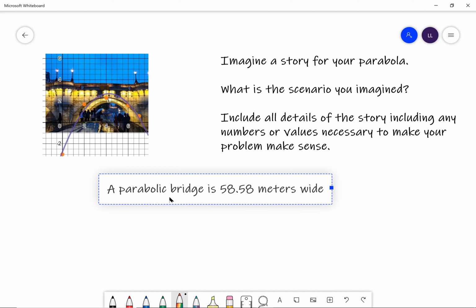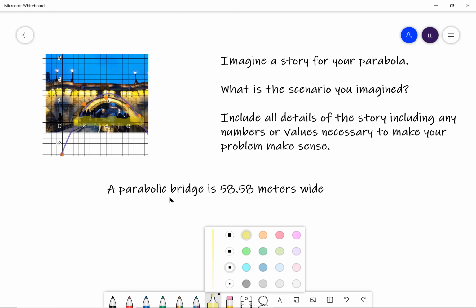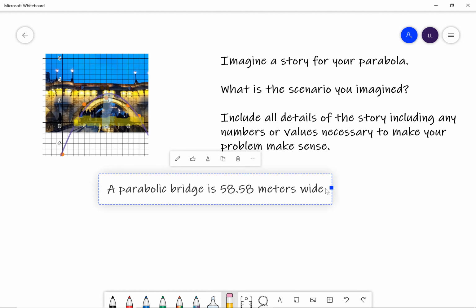The other thing that I realize is if I'm saying that this represents the curve of the bridge, that means that this represents how wide the bridge is, and this represents how tall the bridge is. Okay, so I'm ready, y'all. Let's go. Let's talk about now how tall the bridge is. So it's 58.58 meters wide along, and I'm going to say along the inner edge.